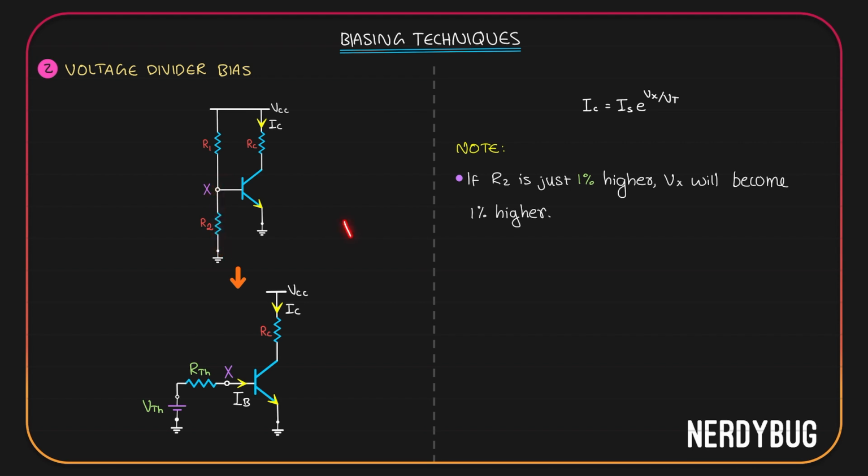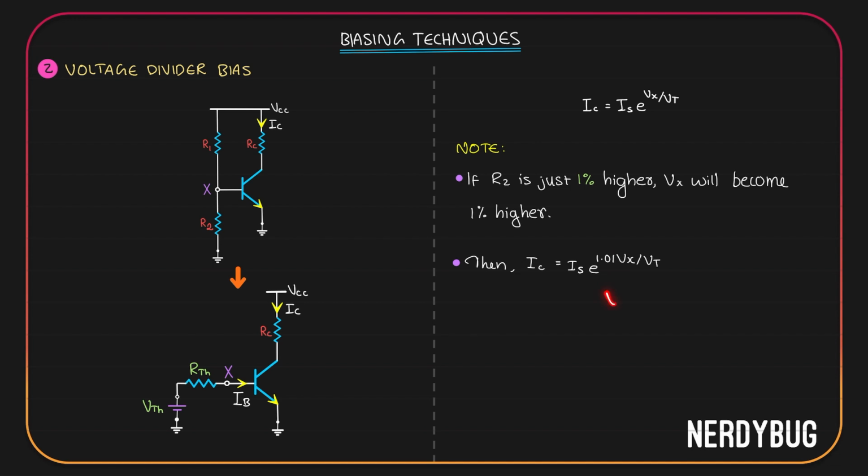And according to Ohm's law, V is equal to IR. V is proportional to R. So if R changes 1%, V also changes 1%. If Vx becomes 1% higher, the new Vx is going to be original Vx plus 1% of Vx. That is 1.01 Vx. Then the new collector current will be Is multiplied by e raised to 1.01 Vx by Vt.